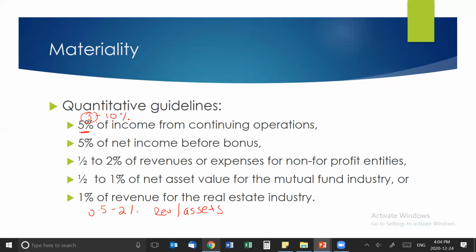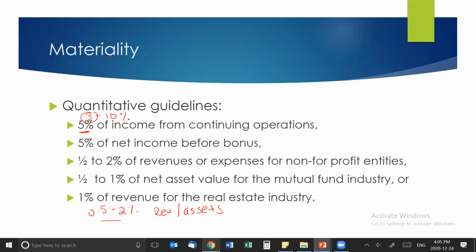or 4%. If there's just one owner-manager, it's a small company, and nobody else is looking at the financial statements except maybe the bank, then maybe you can do a higher percentage. So the more important this number is for the users of the financial statements, the lower the percentage should be.